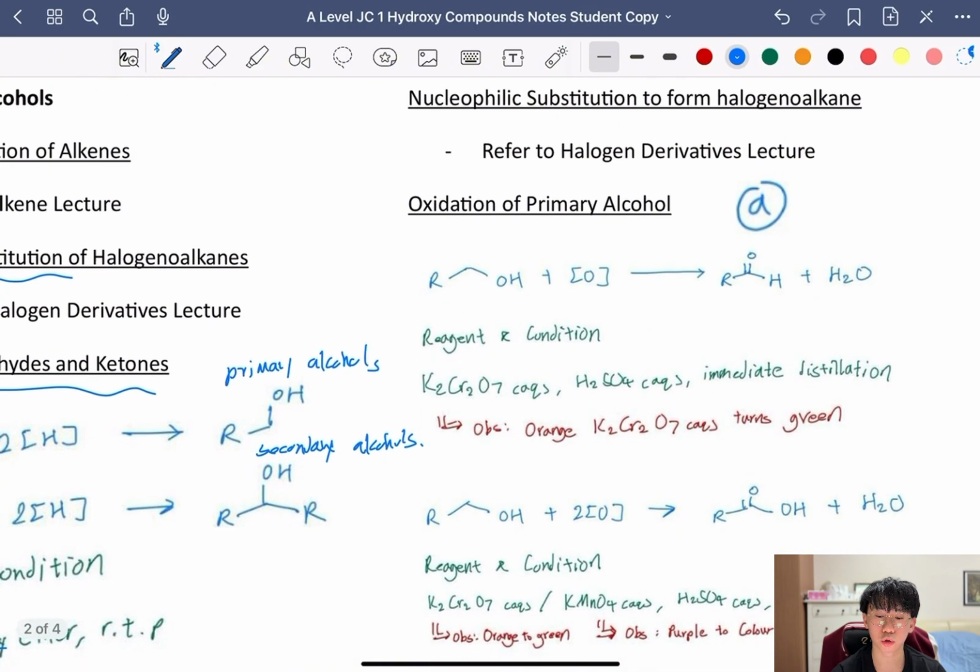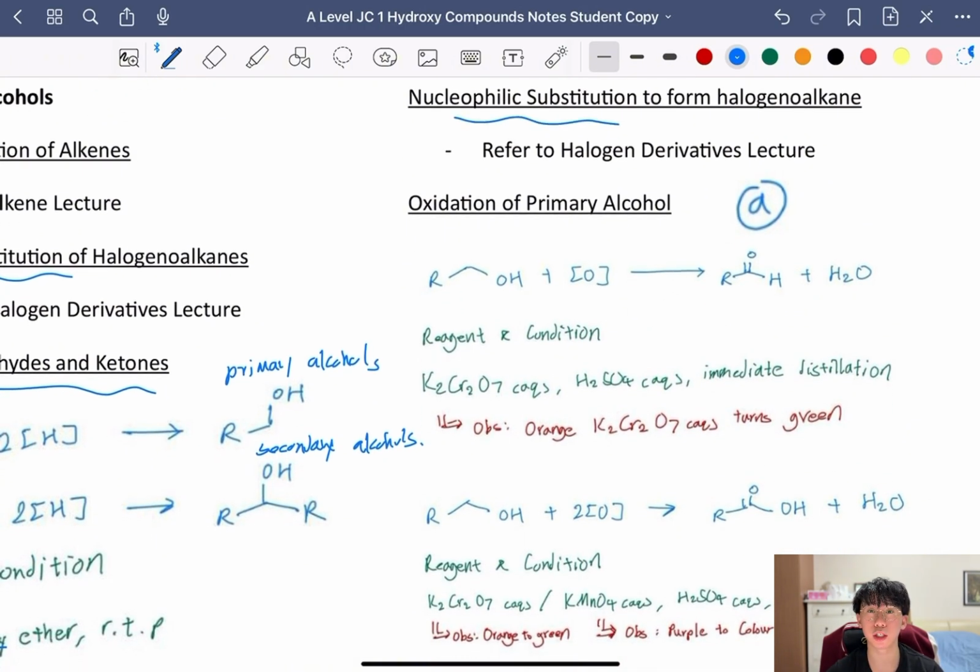Next up, you can also do nucleophilic substitution to form your halogenoalkanes. This was also covered in my halogen derivatives chapter. So do refer to that so that you can know the mechanisms and the reagents and conditions for the reaction.